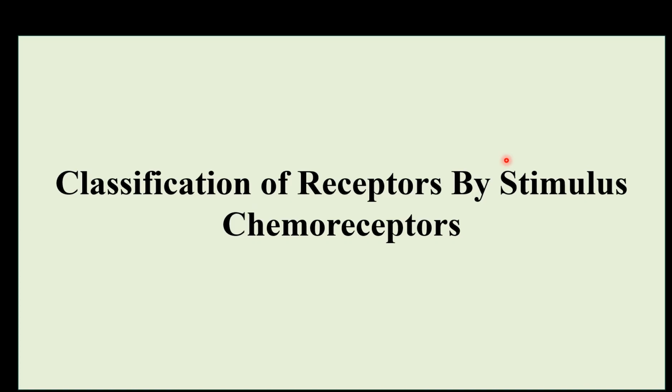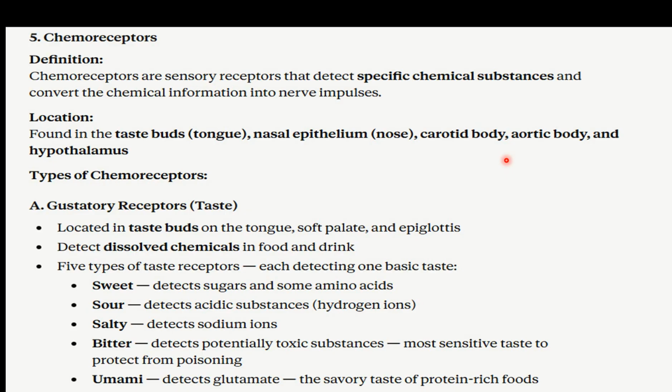Alright, so let's get started and see what chemoreceptors are and their types. Definition wise we are very good, because this is a very simple and straightforward definition. As its name suggests, chemo means something related to chemical, right? And receptor is something that is detecting. So we can say chemoreceptors are sensory receptors that detect specific chemical substances and convert the chemical information into nerve impulses. What basically it does is sense and detect specific chemical substances and convert that chemical information into nerve impulses. Clear?